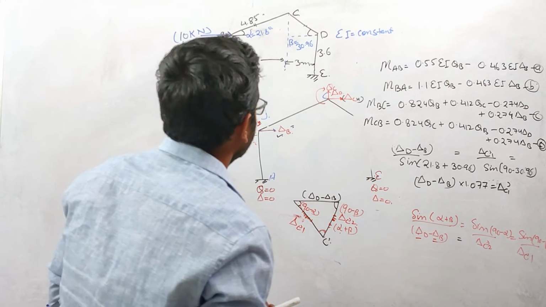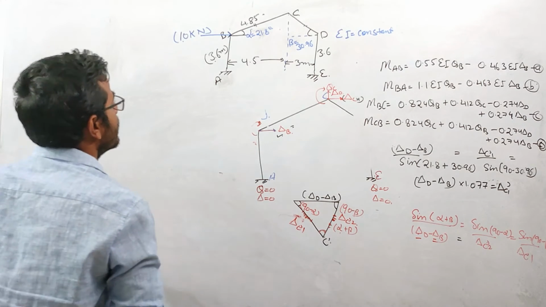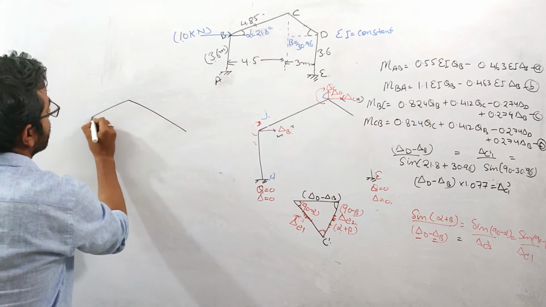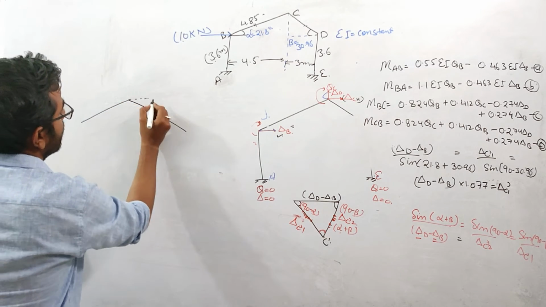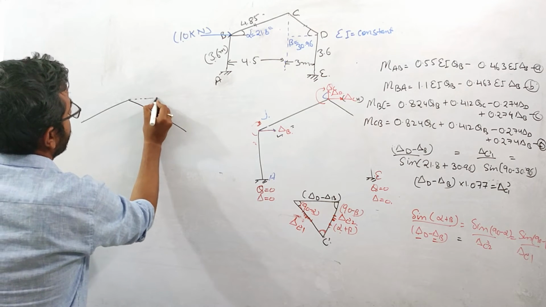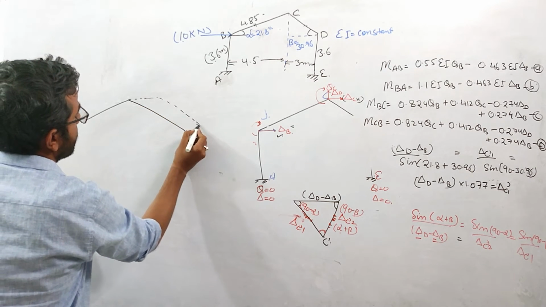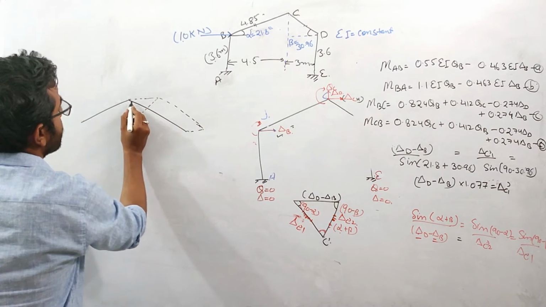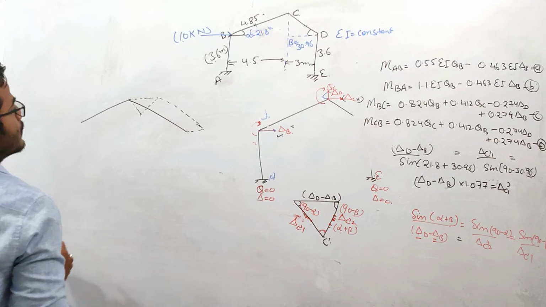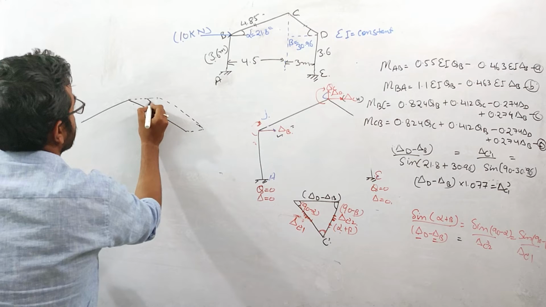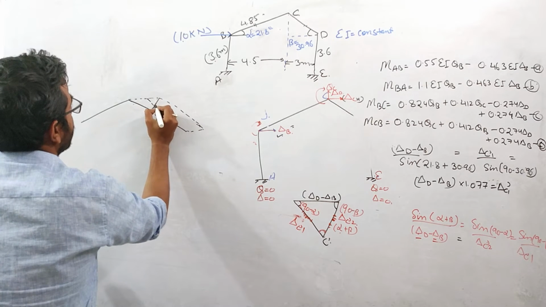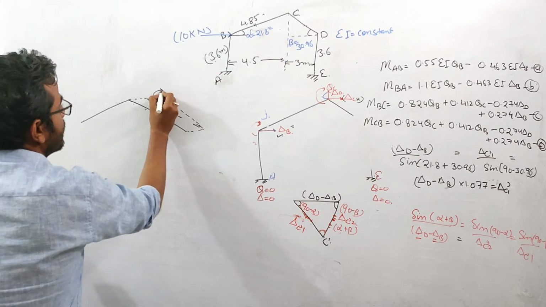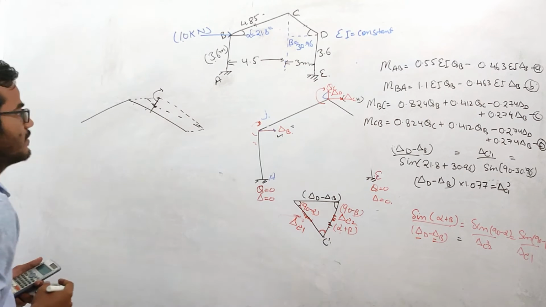So now let us come to this member CD. We have seen this was our movement basically. So now we need to find this displacement, this portion. This displacement we need to consider, and this is equal to this thing we have already discussed, right?